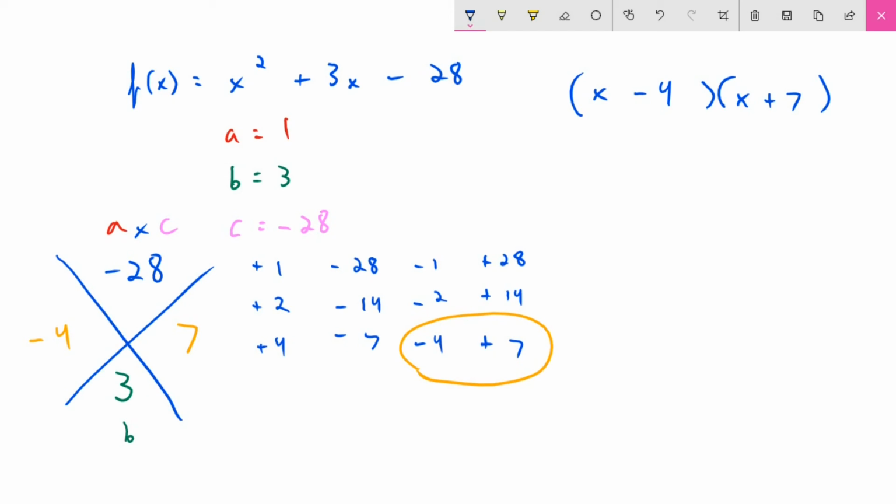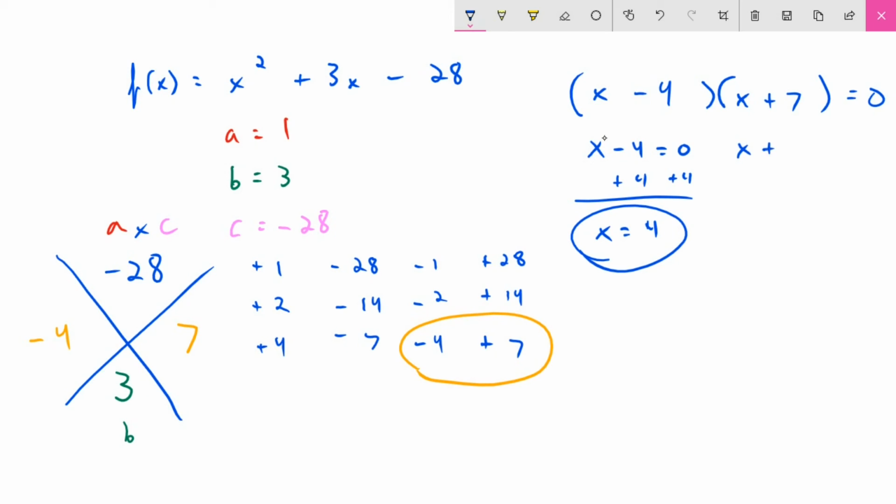And if we want to solve for x, we set this equal to 0. Take one parentheses, set it equal to 0. So x minus 4 equals 0. Add 4 to both sides. x equals 4. That's one of my answers. Other one, x plus 7 equals 0. Subtract 7 from both sides, and x equals negative 7. And that's my other answer. So usually you'll have two answers, but sometimes it's a little different.